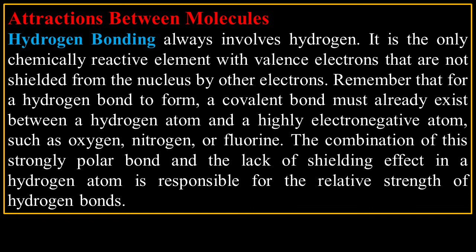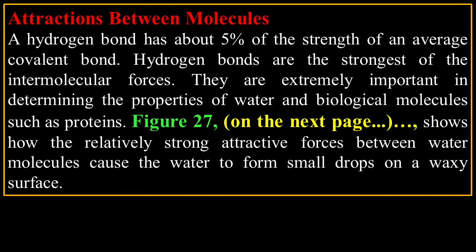Remember that for a hydrogen bond to form, a covalent bond must already exist between a hydrogen atom and a highly electronegative atom, such as oxygen, nitrogen, or fluorine. The combination of this strongly polar bond and the lack of shielding effect in a hydrogen atom is responsible for the relative strength of hydrogen bonds. Hydrogen bonding, I cannot emphasize more, is a very important aspect of chemistry.